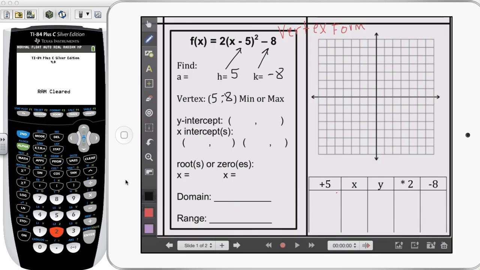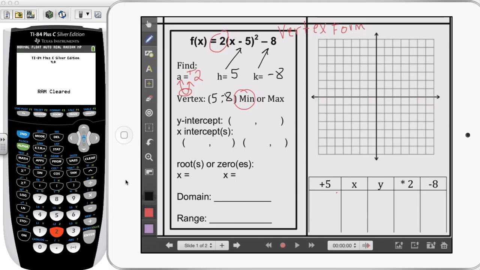Now, do you think this is going to be a minimum or a maximum? To decide whether it's a minimum or a maximum, just like in Unit 2, we look at a, which in this case is 2. So is a positive or negative? It's positive. So that's why it's going to be a quadratic equation that's going to be opening up. It's a parabola that opens up. In this case, we have a minimum. Okay? So you can find all of that by looking at the equation.